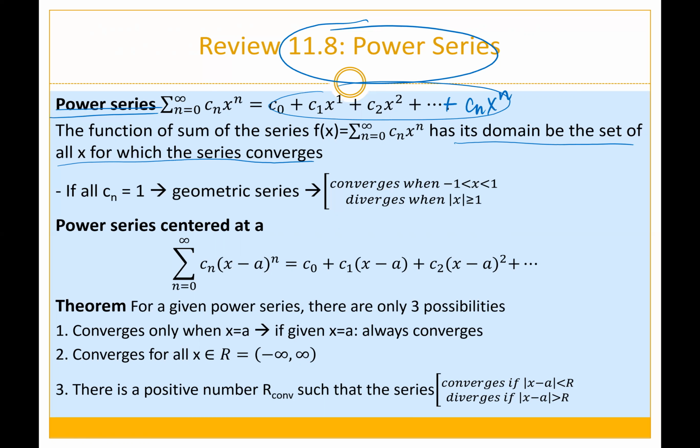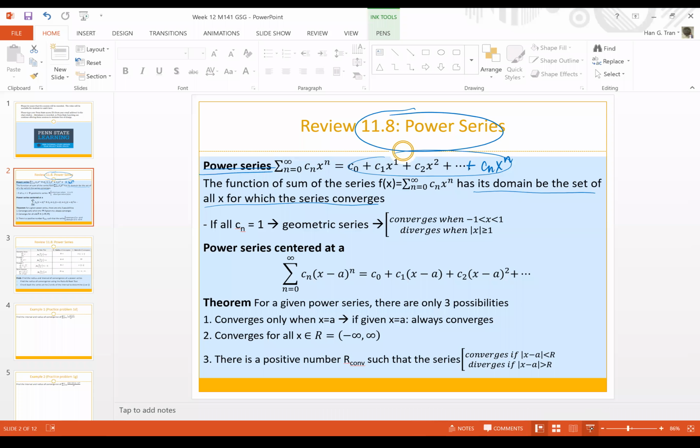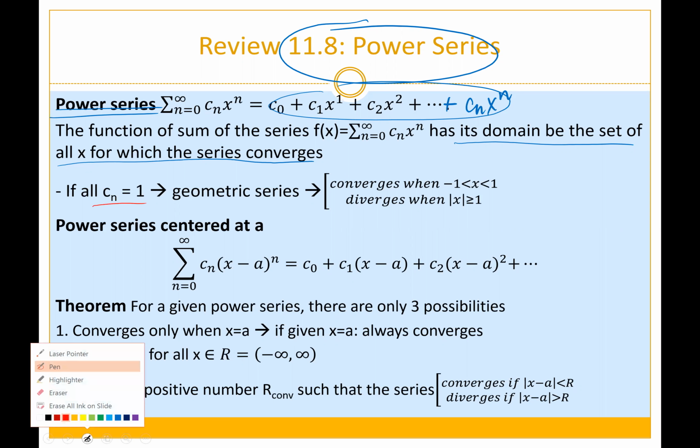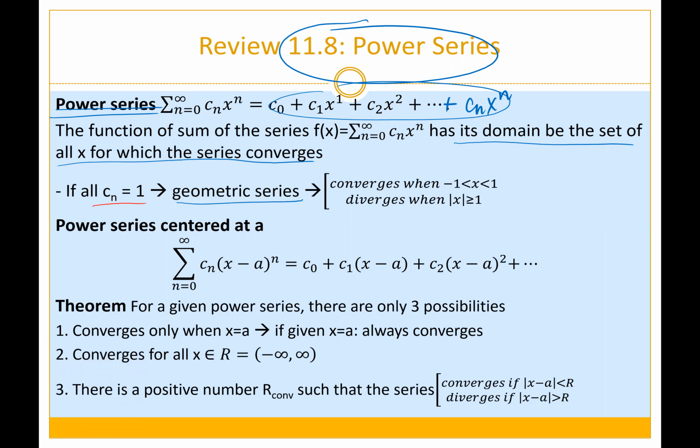If you have all of the coefficients be 1, then it becomes something called the geometric series that we've seen before. It converges when x is between -1 and 1, and it diverges when the absolute value of x is bigger than or equal to 1. This can be put as absolute value of x smaller than 1.